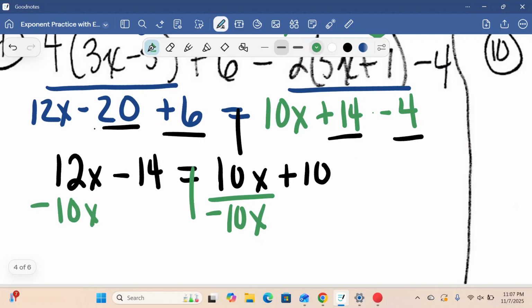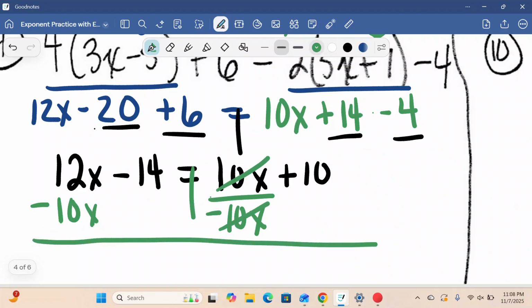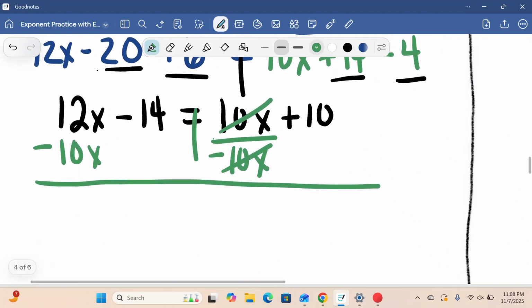But if I do positive 10x and a negative 10x, that gives me a 0. I'm going to draw my line so I don't confuse myself. Then I have a 12x and a minus 10x. That right there in blue will give me a 2x. So I have 12 cows, and I take away 10 cows. That gives me 2 cows, or 2x's.